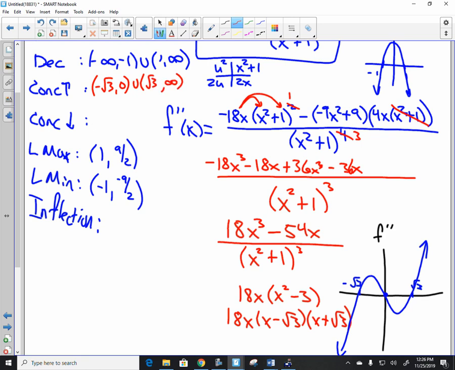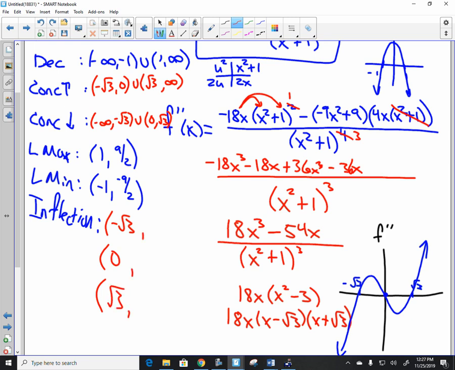When is it concave down? Where f double prime is negative. From negative infinity to negative root of 3, union with 0 to root of 3. Inflection happens where f double prime changes sign. At what times does f double prime change sign? Negative root of 3, 0, root of 3.